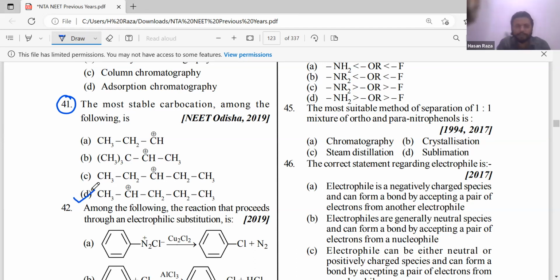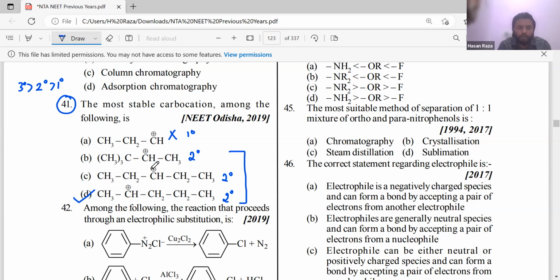See what happens here. First of all, this will not be because it is 1 degree. This is your 2 degree, and this is also your 2 degree, and this is also your 2 degree, right? Everyone knows that. The carbocation will have a 3 degree, 2 degree, and 1 degree. Now we are stuck that these all are 2 degree.